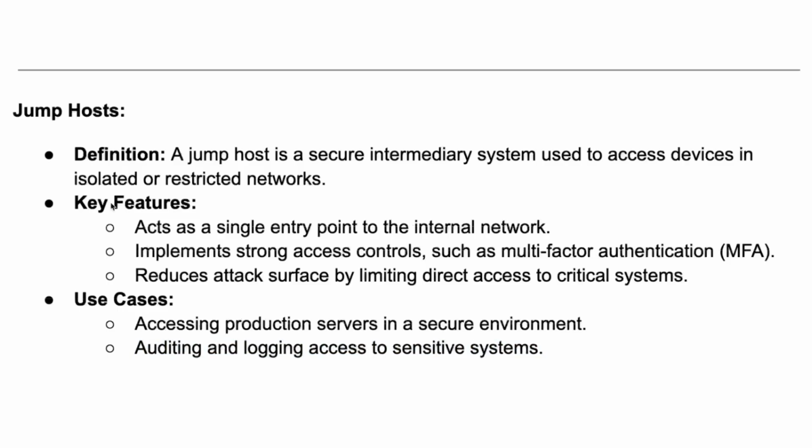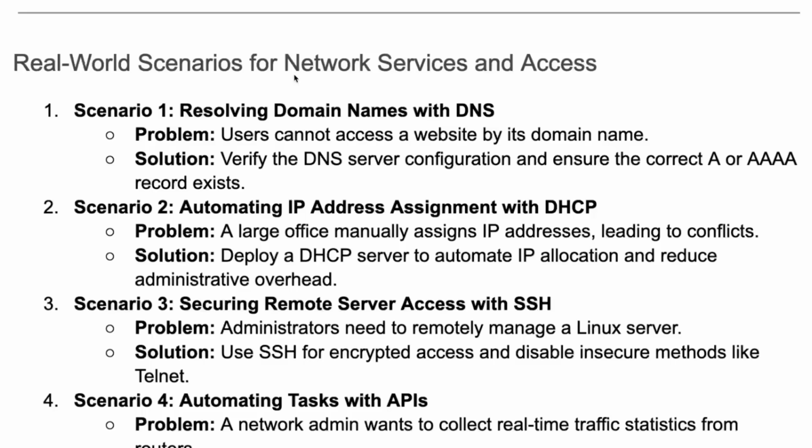And all of these things are done through that jump host, which is the secure intermediary system that's used to access devices in isolated or restricted networks. All right, scenario time. Scenario 1 is resolving domain names with DNS. The problem is that users cannot access a website by the domain name. So we want to verify the DNS server configuration, and then make sure that the correct A record, which is IPv4, or quad A, which is the IPv6, actually exist, right?